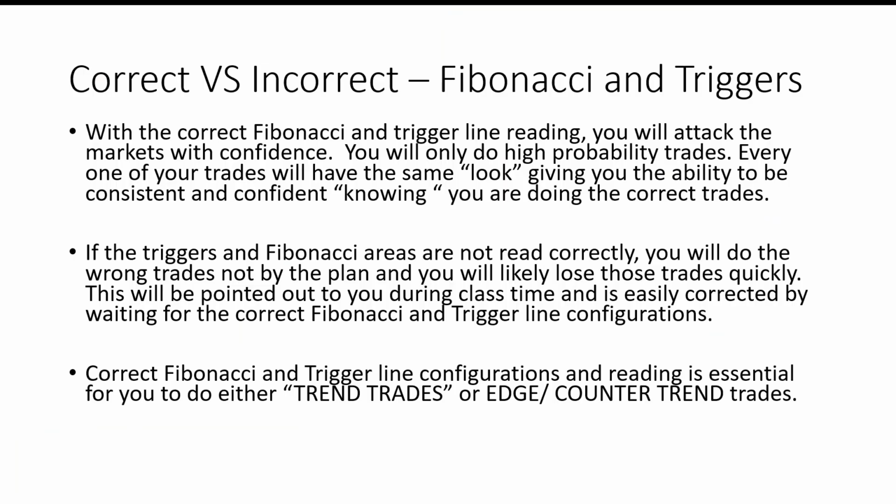So look, this is the most important thing that you're going to go through: the correct versus incorrect Fibonacci and trigger line look. With the correct Fibonacci and trigger line look, you're going to attack the markets with confidence. You're only going to do high probability trades, and every one of your trades will have the same look, giving you the ability to be consistent and confident, knowing that you're doing the right trades. If you do a trade and the trigger lines and fibs are not read correctly, number 1, you're probably going to lose, and number 2, you will have no way to be consistent.